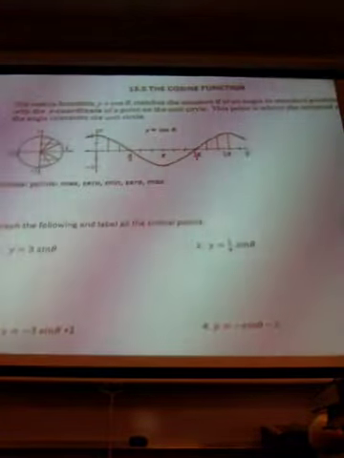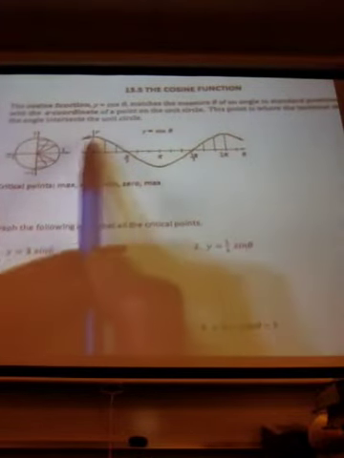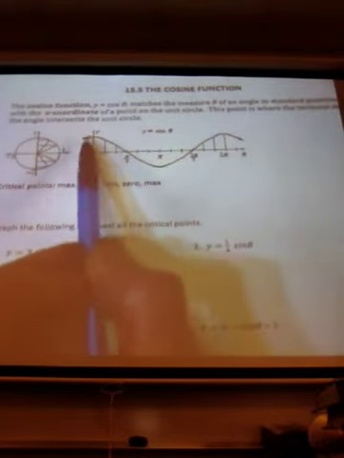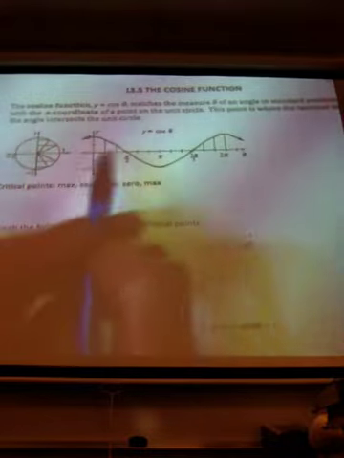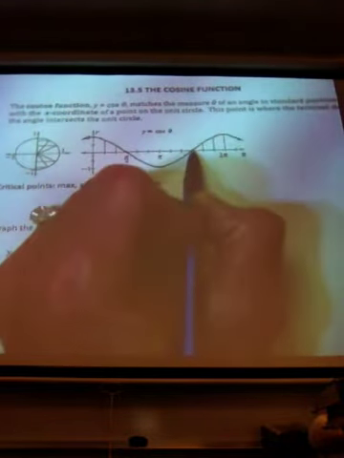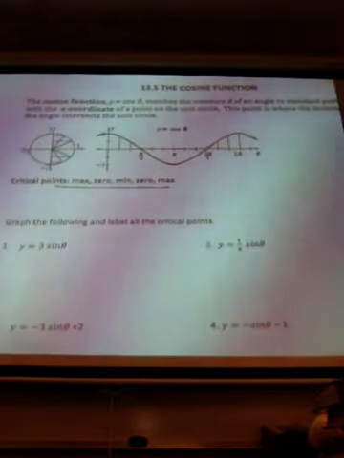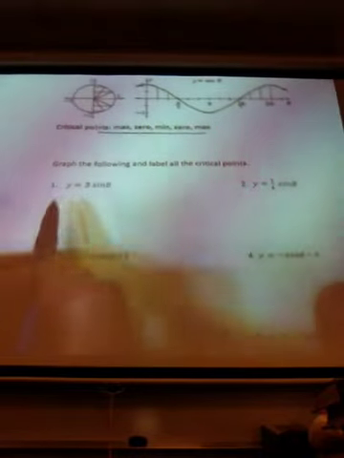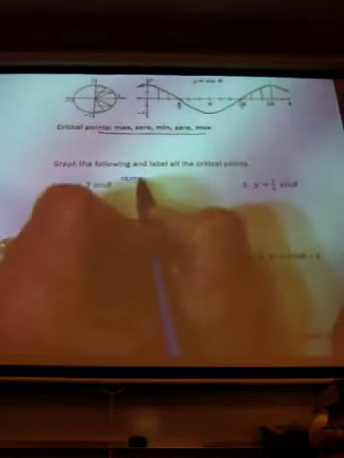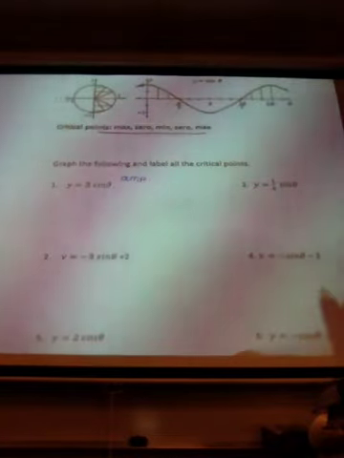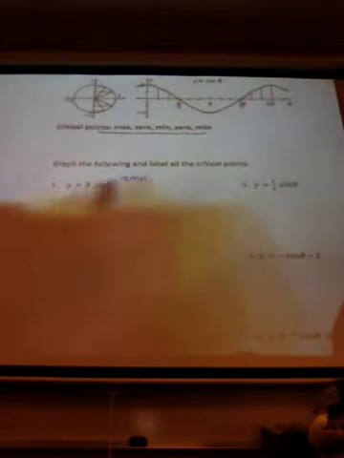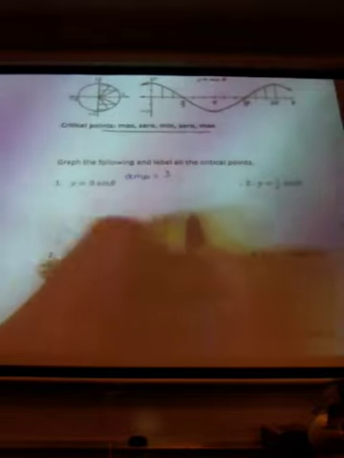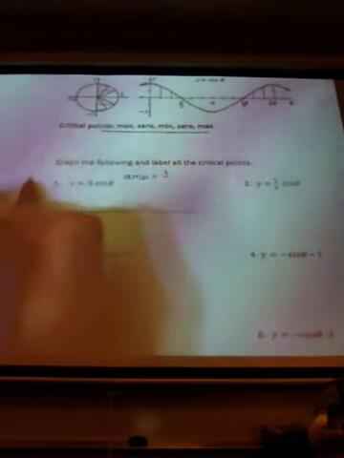The cosine function, y equals cosine of theta, matches the measure of the angle. Here's where it is. Notice it starts at 0, 1. It's maximum, 0, minimum, 0, maximum. Here are my critical points. Okay, so if I want to graph this, what would be my amplitude? 3. So if I just draw a line, this is all you have to do.